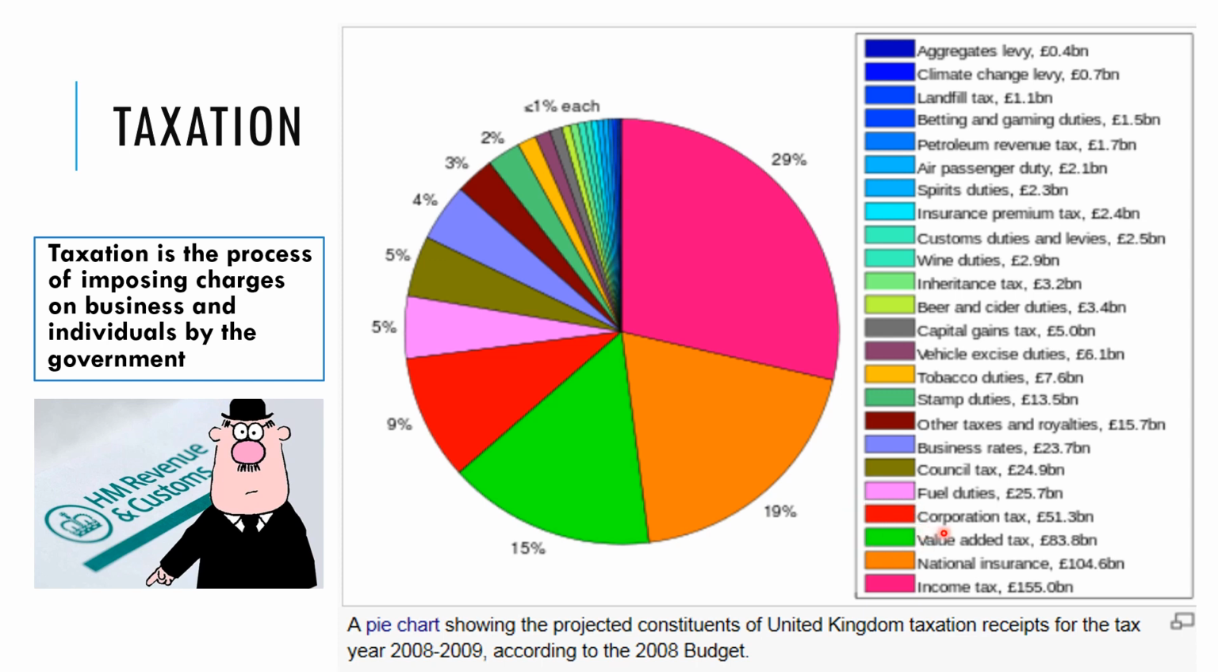Now that is the tax that is charged to businesses' profits. But there are other things like fuel duties, taxes on fuel, business rates that businesses have to pay, stamp duty, tobacco tax, vehicle excise duties, beer and cider duties, inheritance tax, wine duties, customs duty, insurance premium, air passenger duty, betting, landfill, and so on and so on. So there's a real variety of taxes and charges that the government apply to individuals.